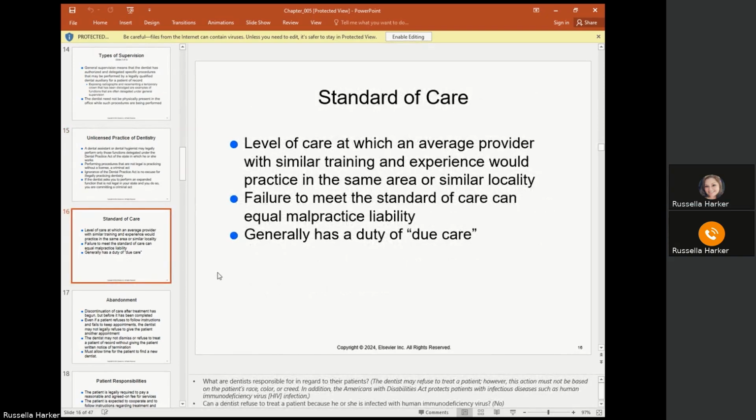With the standard of care, it's a level of care at which the average provider with similar training and experience would practice in the same area or a similar locality. If a dentist fails to meet the standard of care and the patient's injured, the dentist might be held liable for malpractice. Competent and experienced dentists are often called to witness and testify in court in these cases.